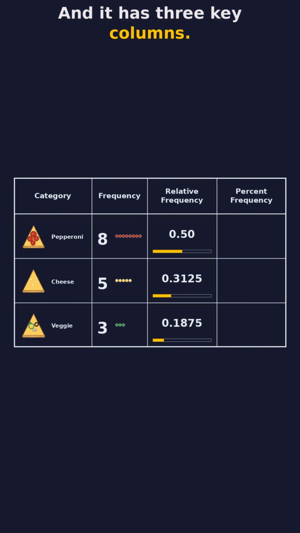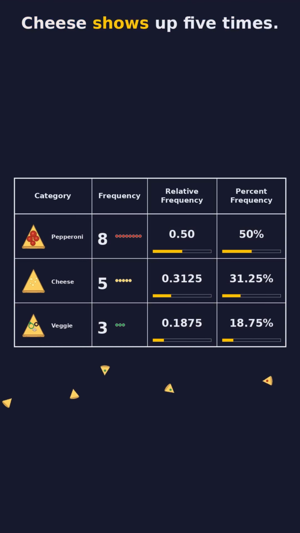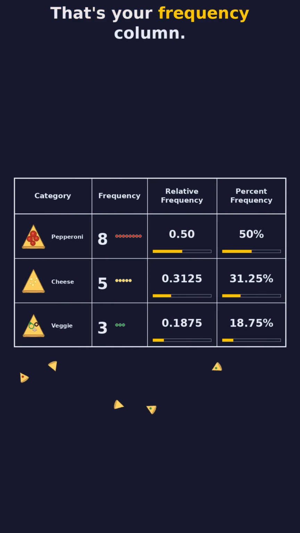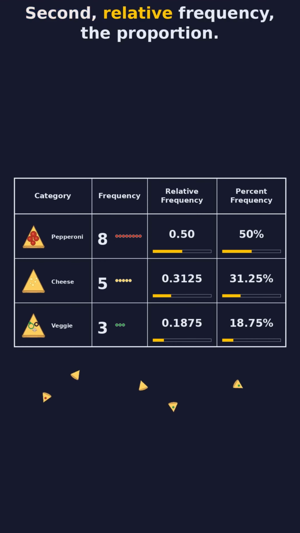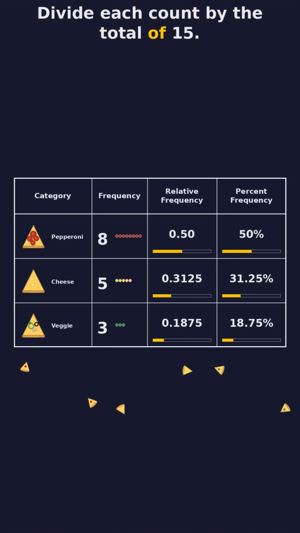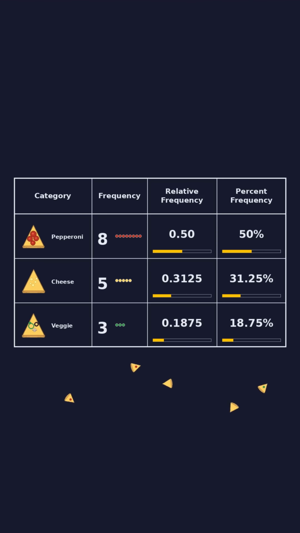And it has three key columns. First, frequency, the raw count. Pepperoni shows up 8 times. Cheese shows up 5 times. Veggie shows up 3 times. That's your frequency column. Second, relative frequency, the proportion. Divide each count by the total of 15. Pepperoni is about 0.53, just over half.